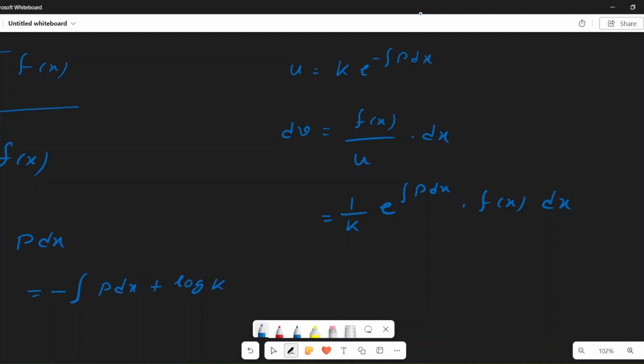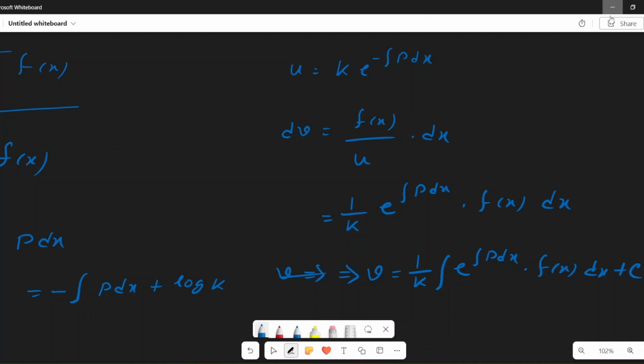Now the value of v, we have to find that value of v. What will be the value of v? The value of v will be the integration of this term. k is the constant term, so it will be outside of that integration: e to the power p dx f(x) dx, plus an integration constant c. Okay.